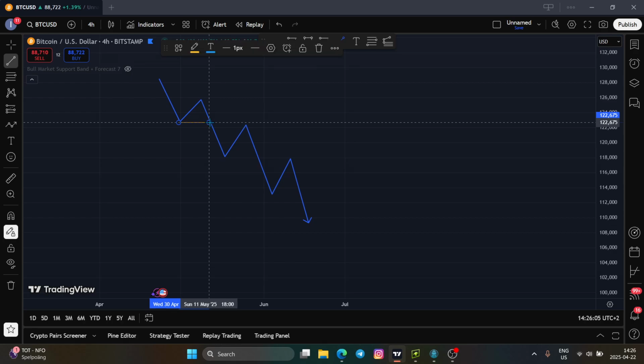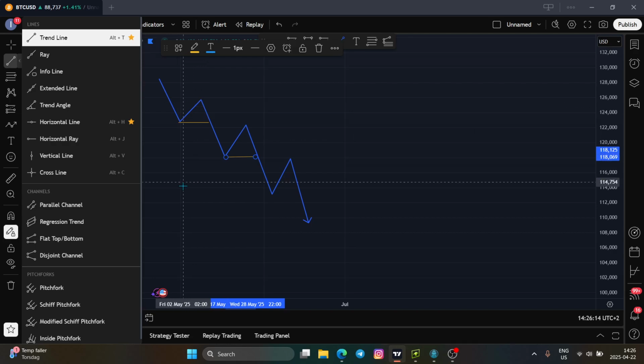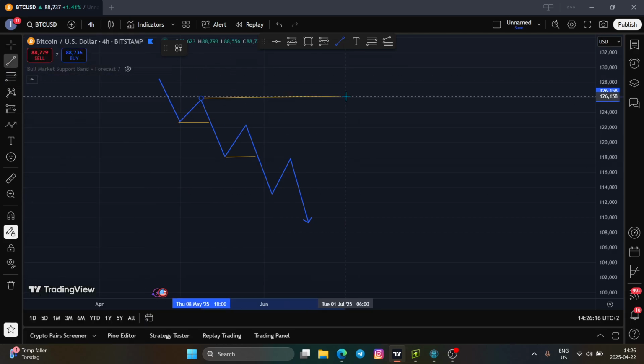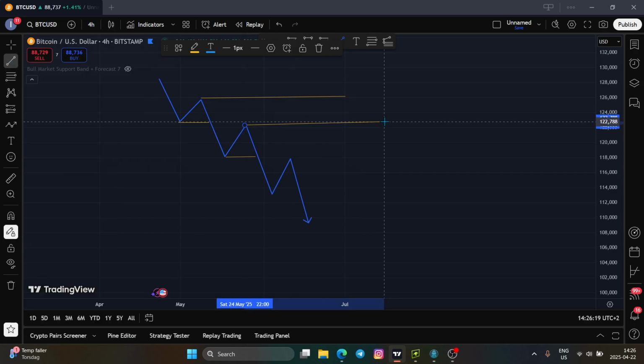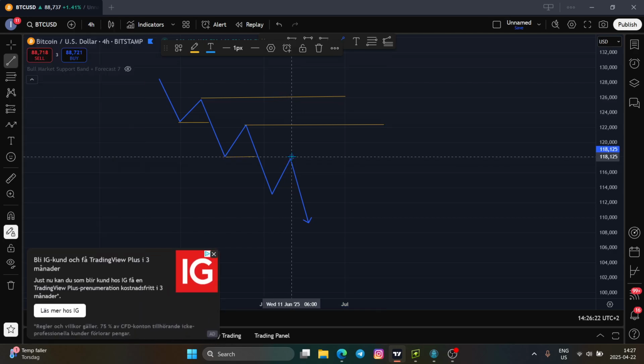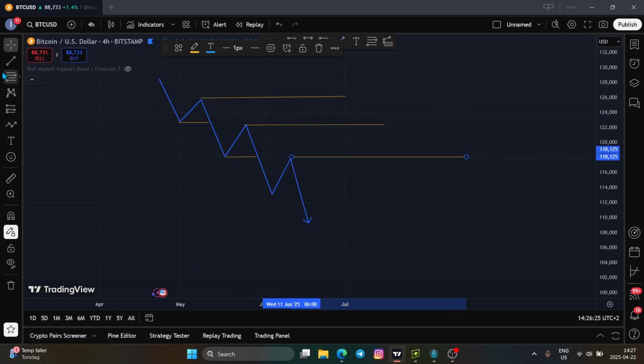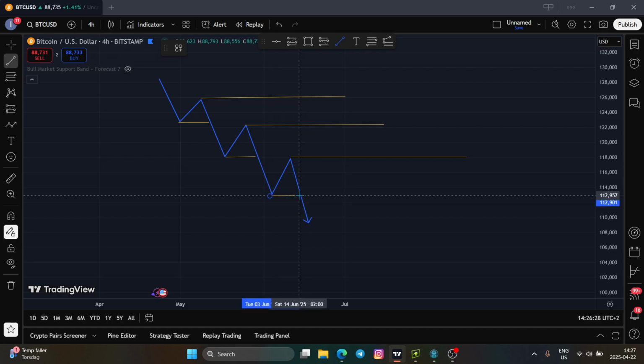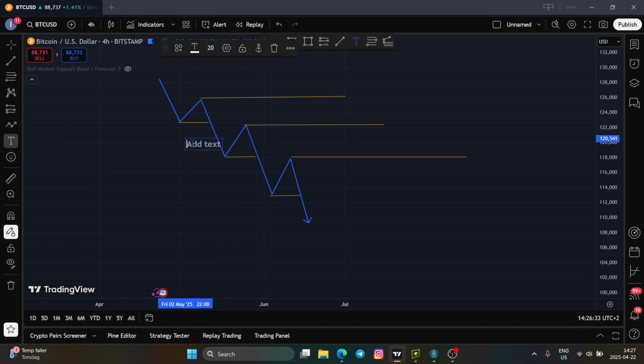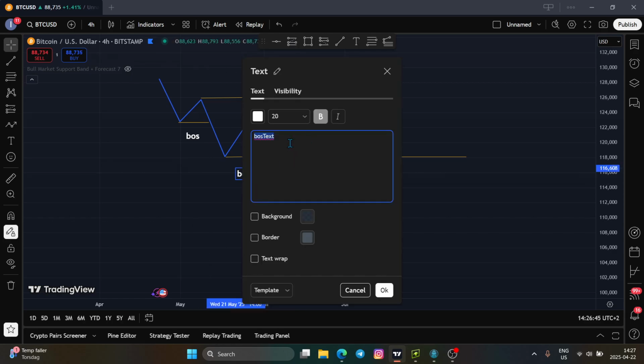This low is broken. This is called a break of structure. This low is broken, could be a break of structure, and we can at the same time draw the high for these lows. So this low is broken, it's a break of structure. BOS stands for break of structure. Sorry guys.